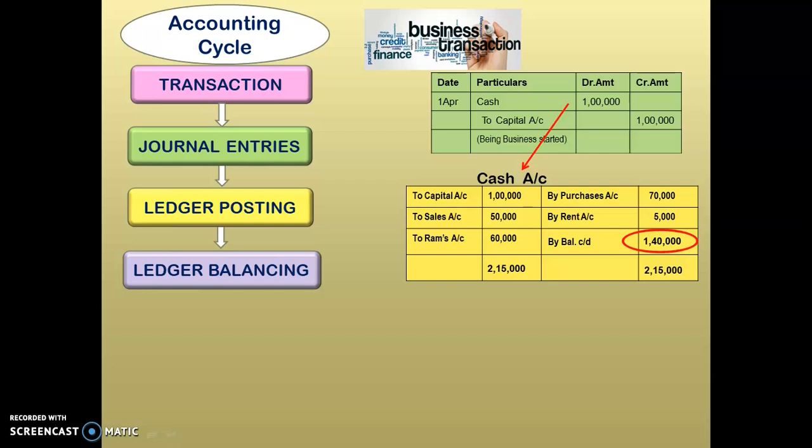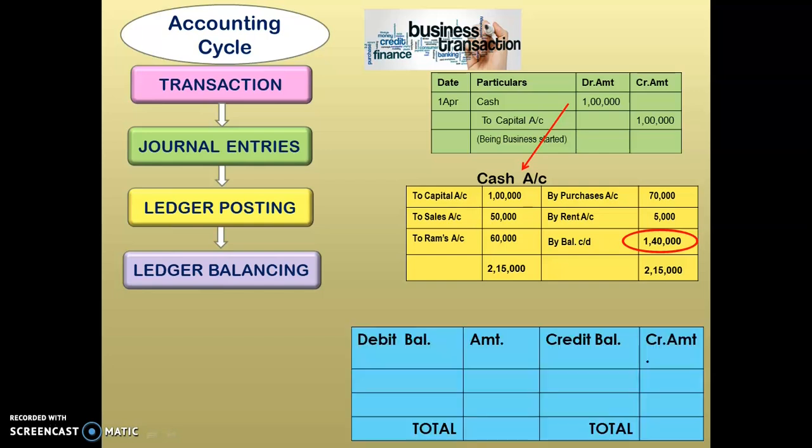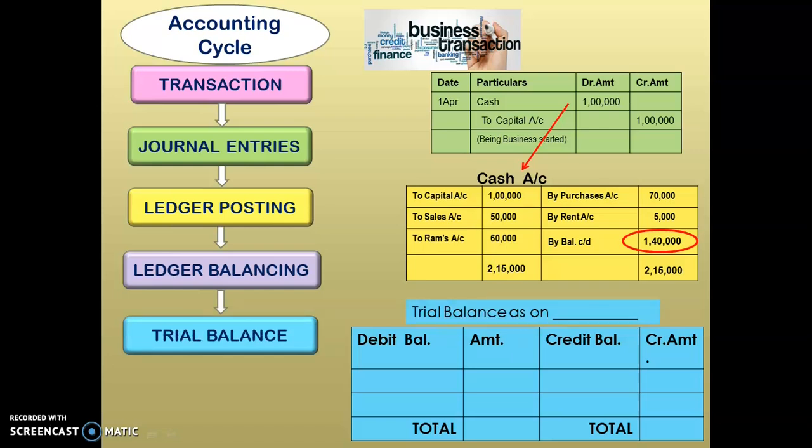Further, with the help of these ledger balances, a statement is prepared where all debit balances and credit balances are written separately. Now this statement is called as trial balance. After finding out all the closing balance of ledger account, whichever accounts are having debit balances, they are written in the debit balance column, and whichever accounts are having credit balances, they are written on the credit balance column. So now here cash account is having a debit balance. So this debit balance of 1,40,000 will be written on the debit balance side of trial balance, on the left hand side column of the trial balance.